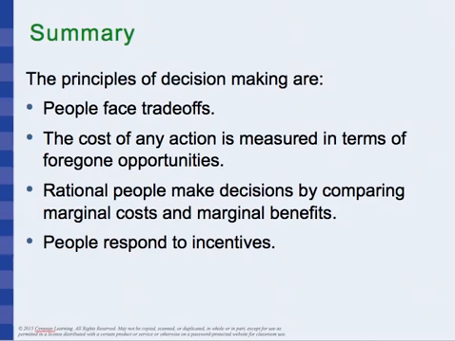So, in summary, the principles of decision making are: people face trade-offs. The cost of any action is measured in terms of foregone opportunities. Rational people make decisions by comparing marginal costs and marginal benefits. That's thinking at the margin. What is my cost for this decision? What is the benefit for this decision? That's marginal costs and marginal benefits. And people respond to incentives.